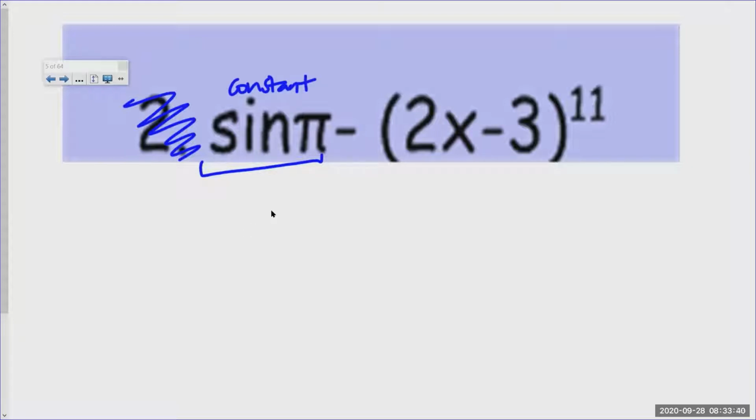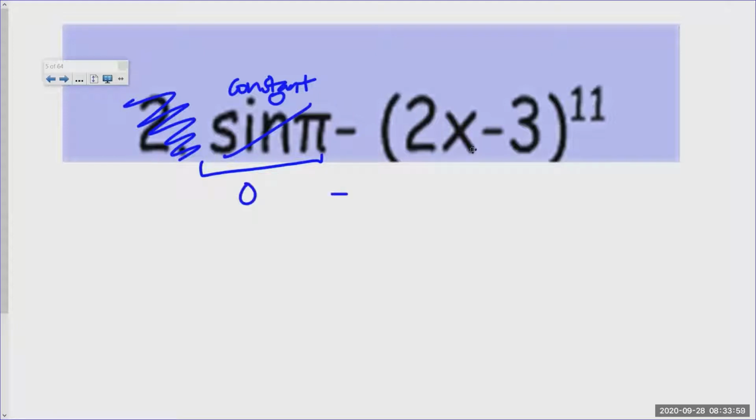As a matter of fact, on the unit circle, you know what sine pi is. What is sine pi? Pi's over here. What's the sine value there? 0. So as a matter of fact, this number is really just 0. Not only is it a constant, it's 0. What's the derivative of 0? 0. Okay, so don't let that trick you.